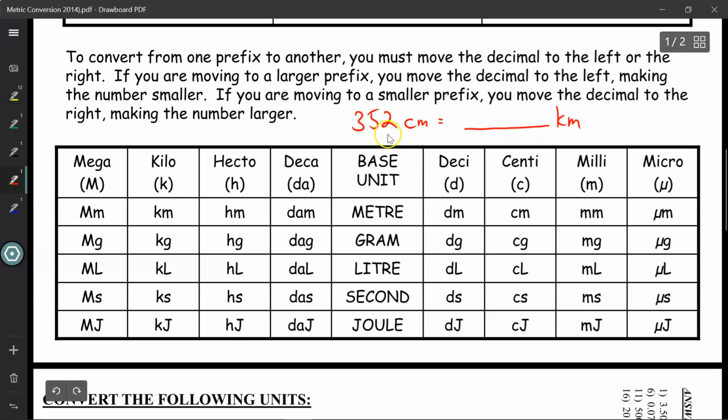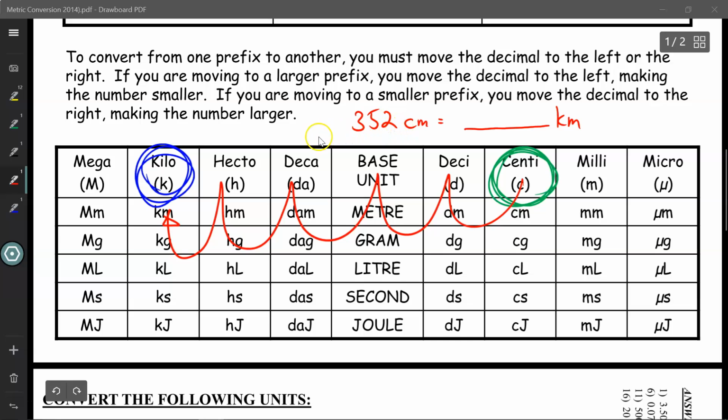So let's try converting 352 centimeters into kilometers. Well, our starting point, centimeters, is over here, while kilometers, our end point, is over here. And in between, we're going to make 1, 2, 3, 4, 5 jumps to the left, which means I'm going to have to move my decimal place 5 jumps to the left as well. 1, 2, 3, 4, 5. Then fill the empty spaces with zeros. Then we'll clean this up. And now our centimeters are kilometers.